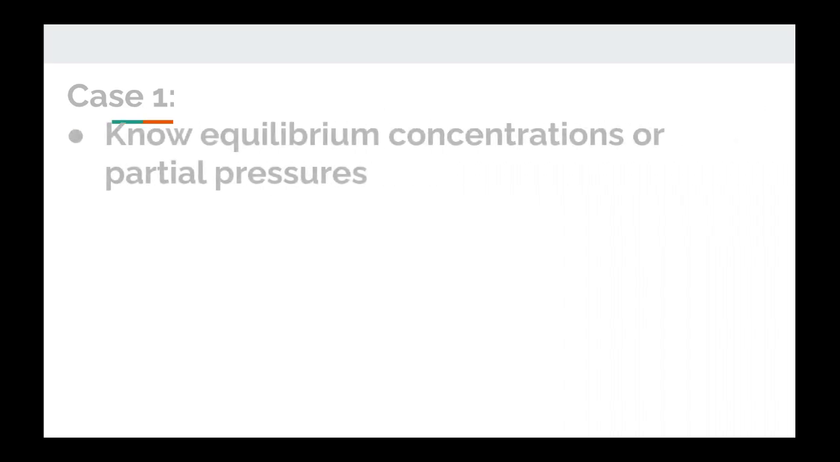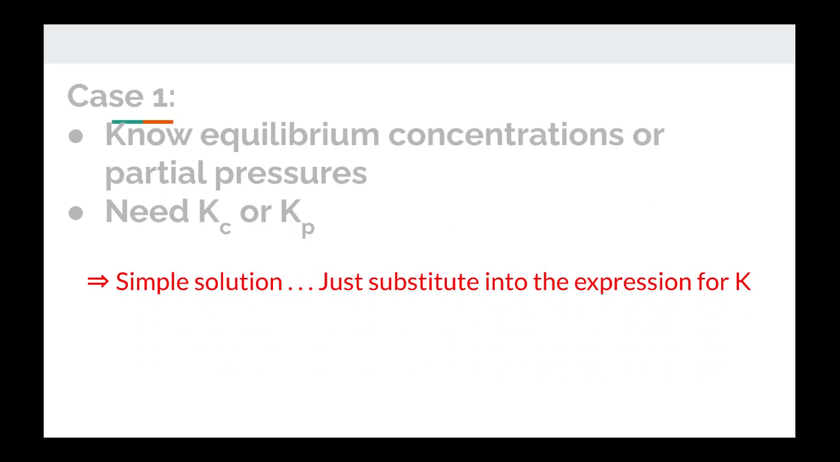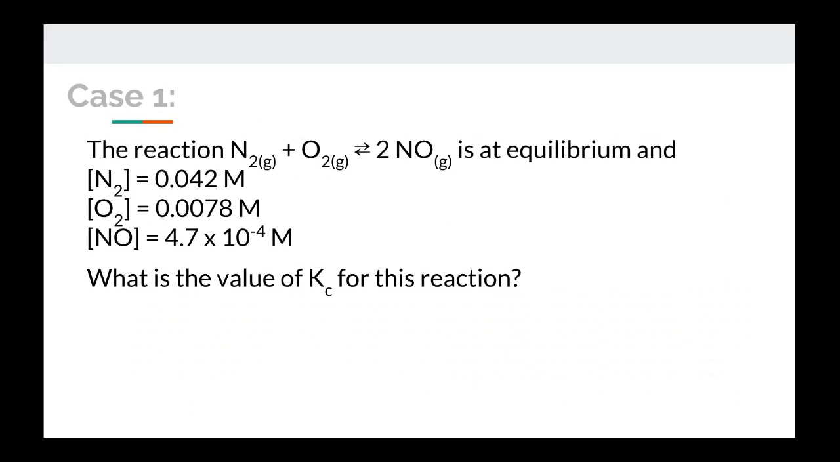I've categorized the kinds of equilibrium calculations that you're most likely to have to do into three cases. Case one, the type 1 calculations, are when you know the equilibrium concentrations or the partial pressures at equilibrium, and your objective is to find Kc or Kp. These are the easiest kind of problems to do because all you have to do is substitute the known values of concentration or pressure, whatever you're given, into the expression for K.